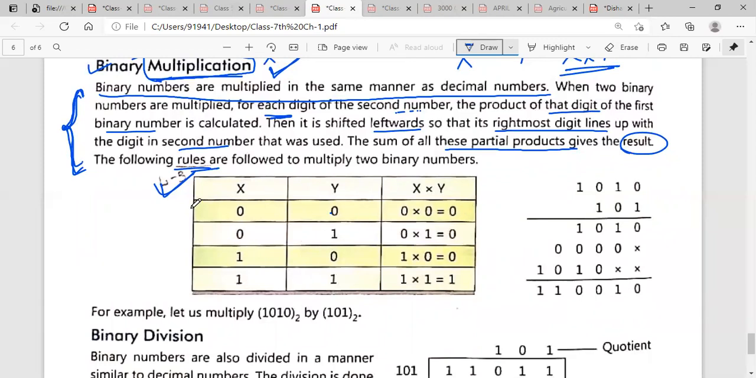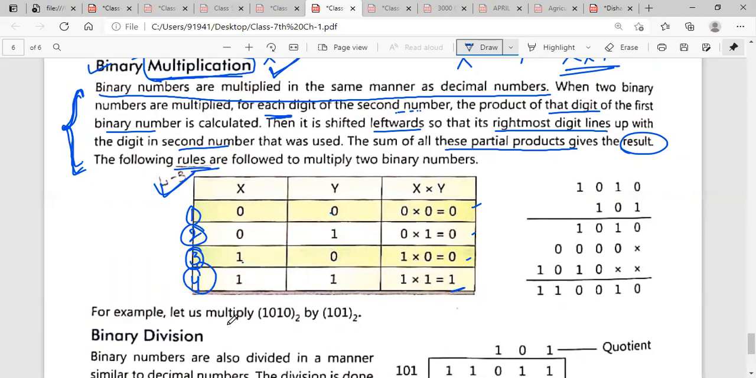0 multiplied by 0 is 0, first rule. And second, if we multiply 0 with 1, simply learn it like this. If we multiply any digit with 0, whether it is decimal or binary, we will get the result 0. And next is the third rule, 1 multiplied by 0 is 0. In these three cases, we get the result 0. And in the fourth, 1 multiplied by 1 will give 1.